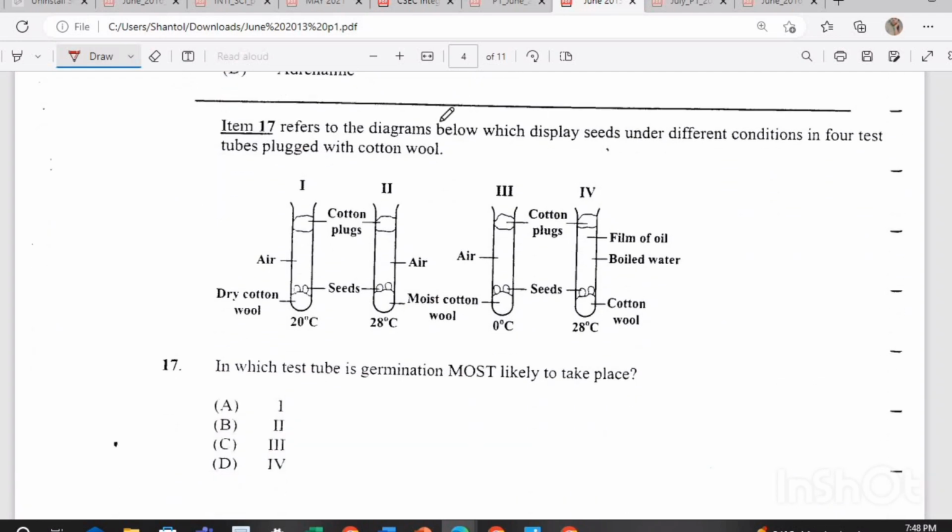Item 17 refers to the diagrams below, which display seeds under different conditions in four test tubes plugged with cotton wool. In which test tube is germination most likely to take place? The answer is B, because it has air, moisture, and also it is at a suitable temperature at 28 degrees Celsius. So the answer is B.